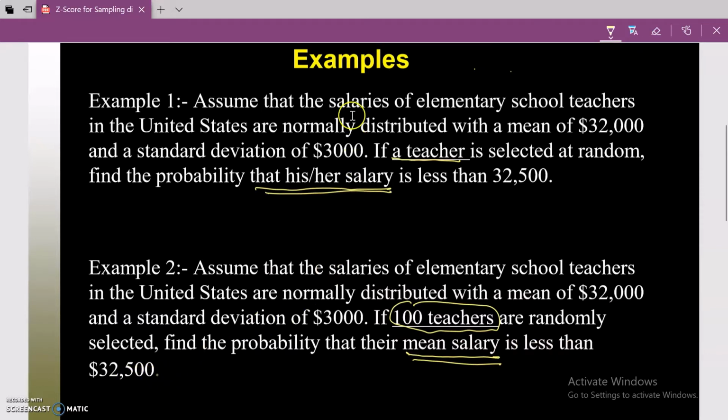So my dear student, the first problem belongs to a normal distribution, a chapter number 6 problem. It doesn't involve the sampling distribution, but the second problem belongs to the sampling distribution. Why? Because the variable under consideration here is the mean salary. So we will solve these two problems one by one to clearly understand the difference. So let's solve this.